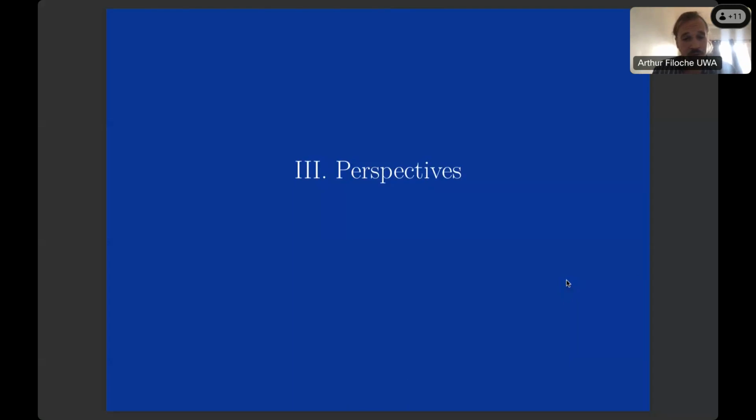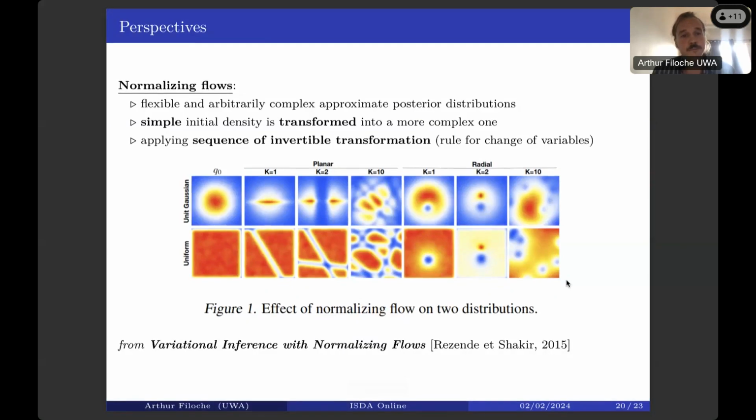I will finally give some perspective. There are tools out there to perform variational inference with arbitrarily complex approximate posteriors. The idea is to transform a simple initial density by applying a sequence of invertible transformations, as you can see, for instance, in this paper.